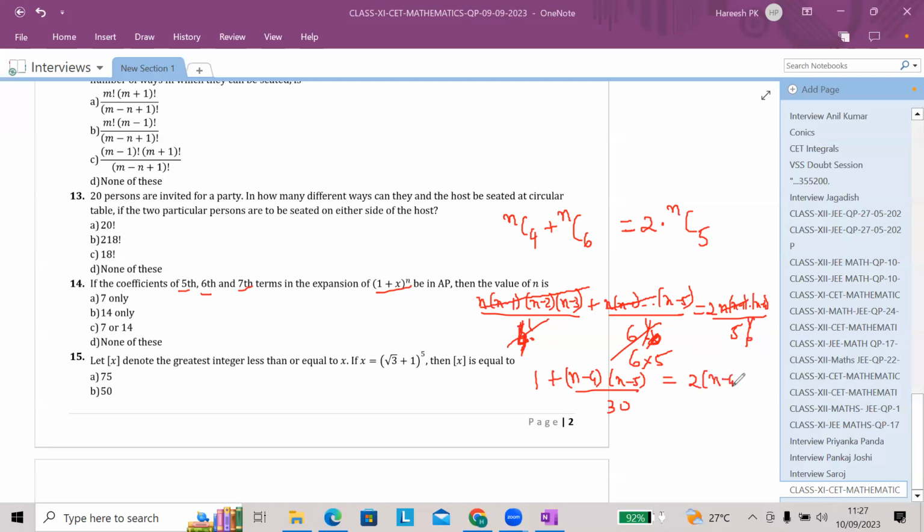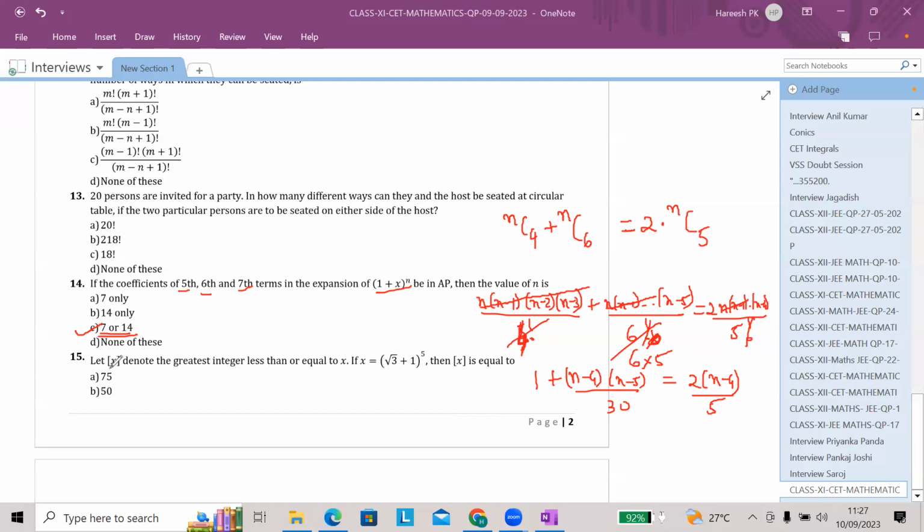So then when you multiply and solve for the quadratic, we have done this question in the class also. You shall get answers as 7 or 14. Okay, I leave that to you.